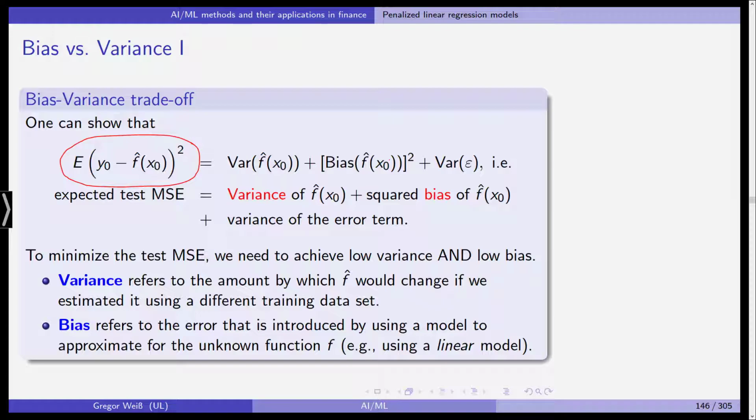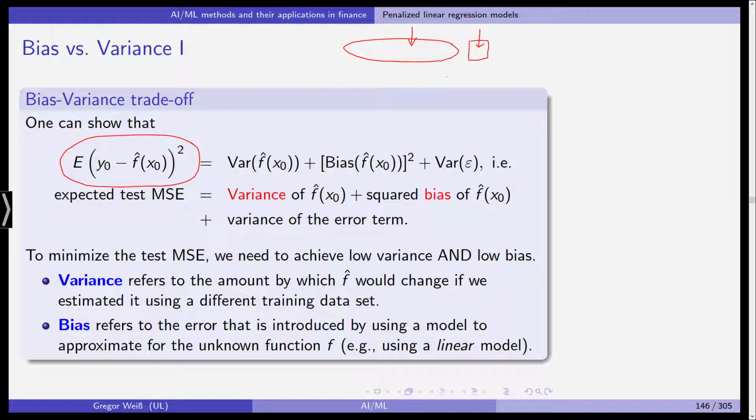Now, to minimize the test mean squared error on the left-hand side, we can see that we have two levers. The first one is variance. It refers to the amount by which our fitted function, our estimated function f hat, would change if we estimated it using a different training data set. Now, assume we have this data set and we have this test data observation. If we fit our model to this data set and we check the expected test mean squared error using this test observation, then obviously we get one mean squared error.